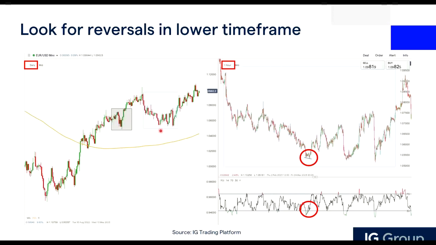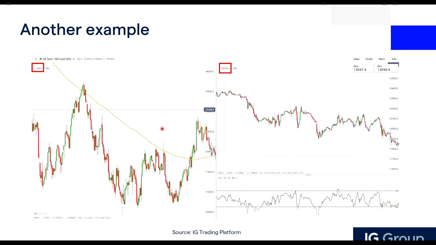So what you want is to have a good risk to reward ratio, again, to look at a good setup for you. Okay, so another example here is on the Nasdaq. This is the Nasdaq 100 in our platform. We term it as the US Tech 100. Again, we look at the daily chart for the long-term trend indication.